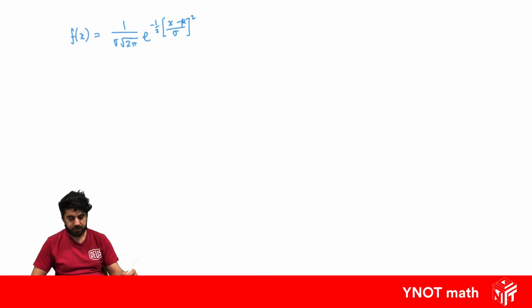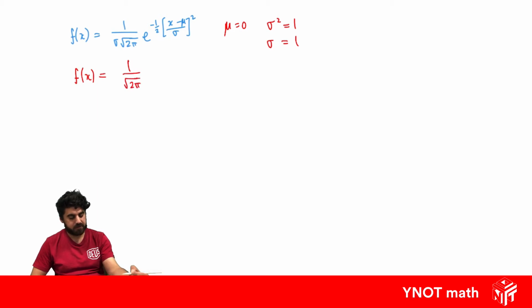So our definition for a standard normal distribution is that we're going to have a mean of 0 and a variance of 1, which just means we're also going to have a standard deviation of 1 if we square root both sides. So let's go ahead and plug those values in. So for our standard normal distribution, we're going to have 1 over 1 times root 2 pi, which is just going to be 1 over root 2 pi.